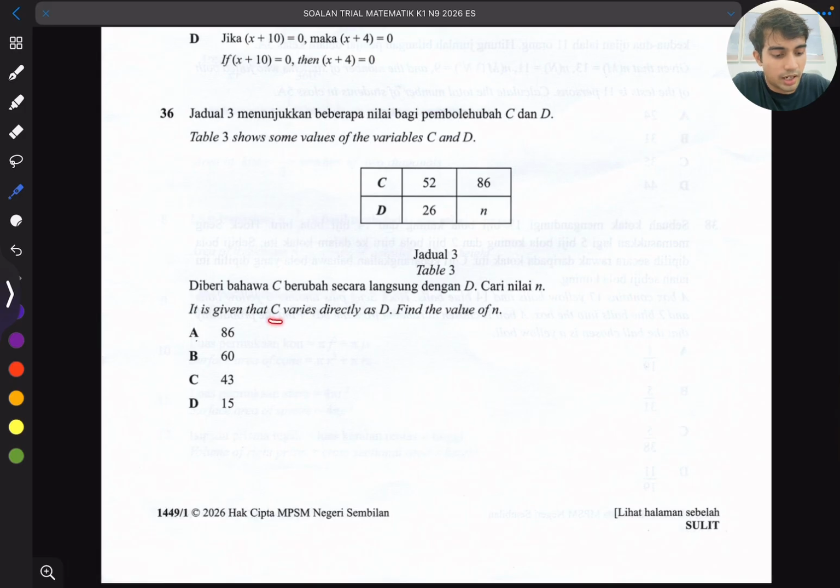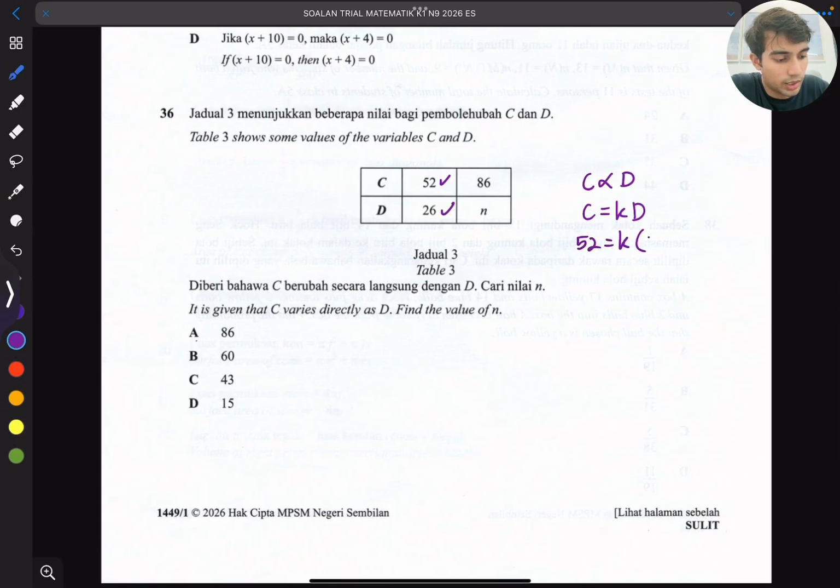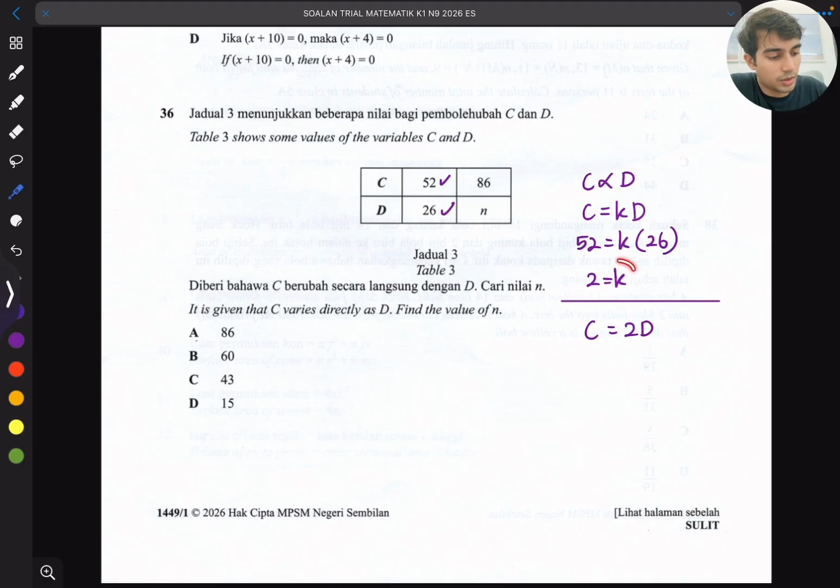Given that c varies directly as d, find the value of n. Variation. So c varies directly as d. The first thing we need to do is put c equals k times d. Then we substitute in the values. They already gave us a complete pair. c is 52 when d is 26. So from here we can find k. 52 divided by 26 will be 2. So we can say c equals 2d, because k is 2.